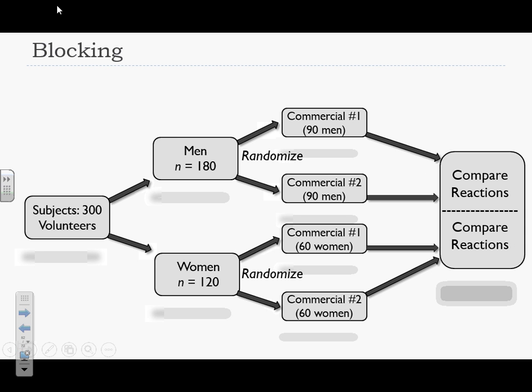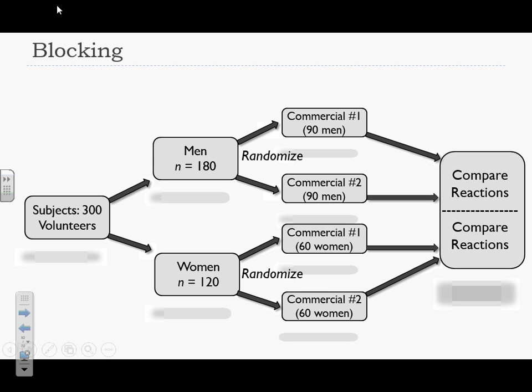Compare their results. Okay? So we'd start by seeing how men reacted. So we'd compare: how did the men react to commercial 1 and commercial 2? And then how would the women react to commercial 1 and commercial 2? And then we can bring it all back together and see if there was a fundamental difference. Did one commercial work for both? Did one commercial work better for men than for women? And then from there they make their decision.